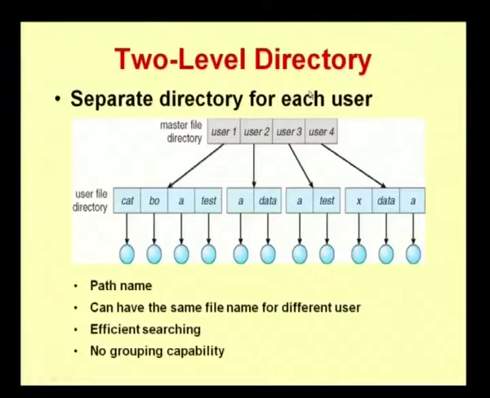Similarly, this figure shows an example of a two level directory. There is a master file directory and a user file directory. Inside the user file directory, many different files have been stored, which have the path name, and the same names or different names can be kept. Same names can be kept in two different folders. So this has efficient searching and no grouping capability. We will see more about the levels of directory after the break.